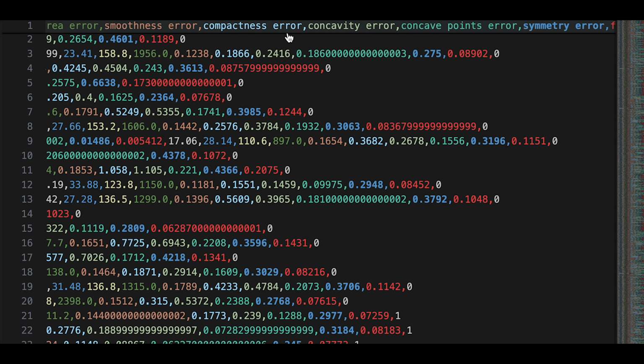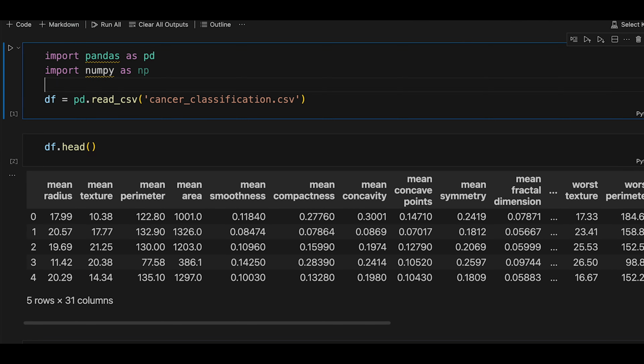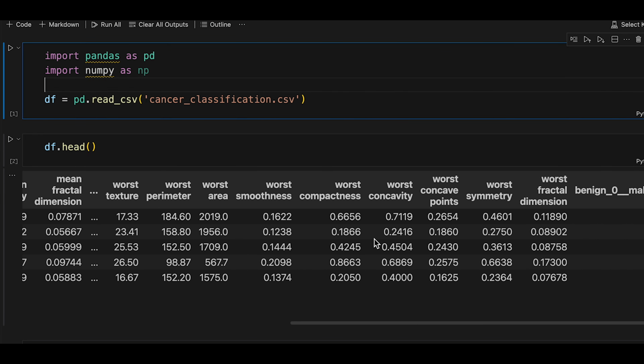Based on all of these input features, we have our output feature, that is this one. This one will be telling us whether the person is affected with cancer or not. Okay, so 0 means that he is not affected, whereas 1 means that he is affected with cancer. So now let's load this particular data and see how we can solve this problem.